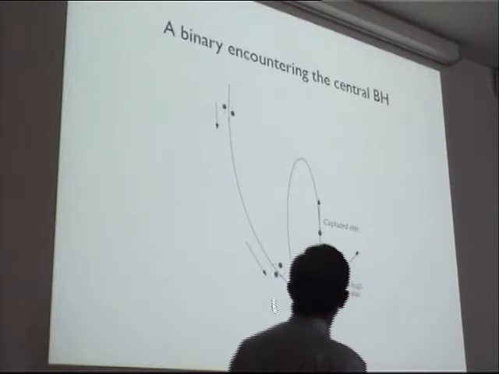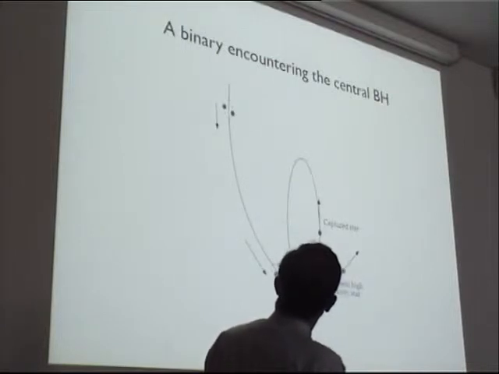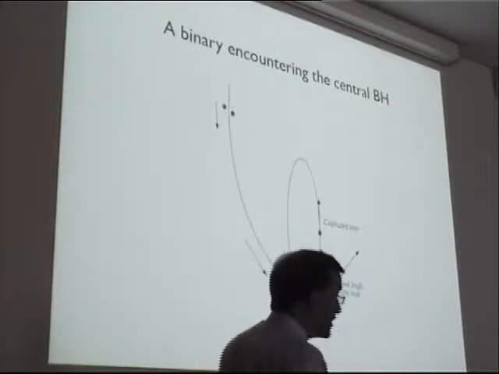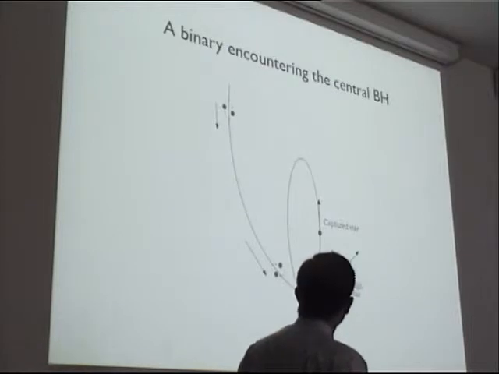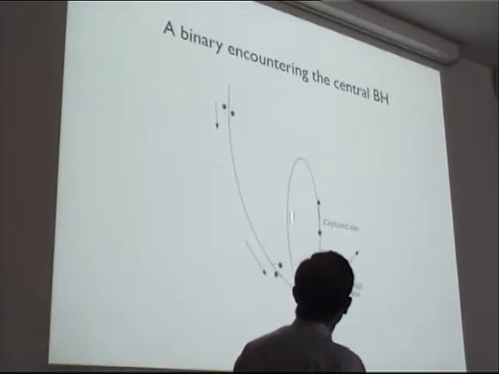Okay, so again, just to make it clear, this is a sort of cartoon of a binary being split up by a black hole. A binary comes down, gets very close to the black hole, gets tidally broken up, and we kick off a star. People talked about it earlier, these high velocity stars which we have seen, way up in southern Germany, and you capture a star.